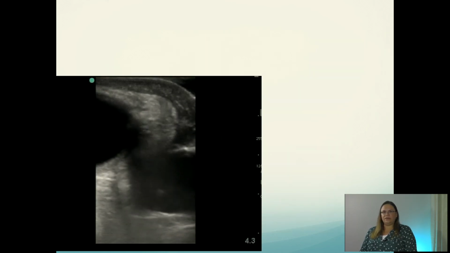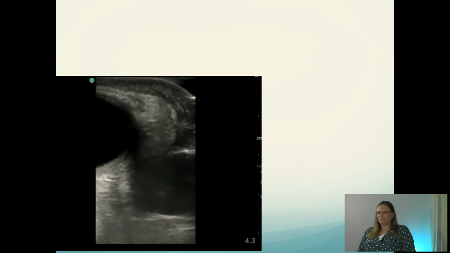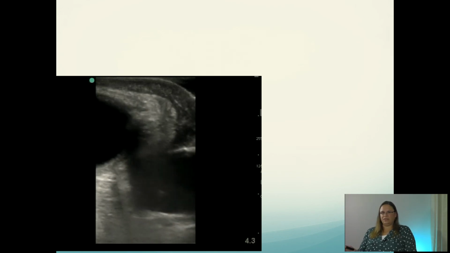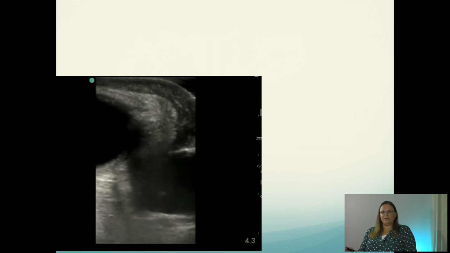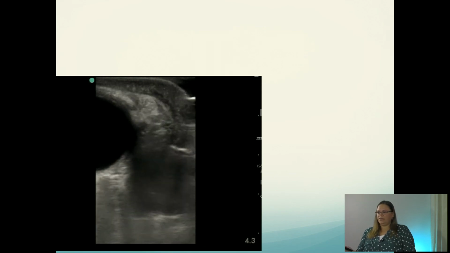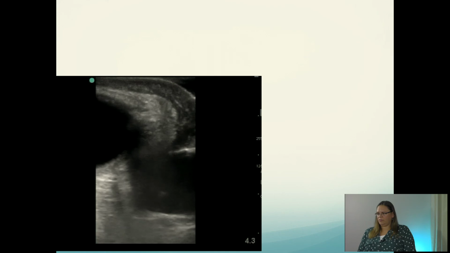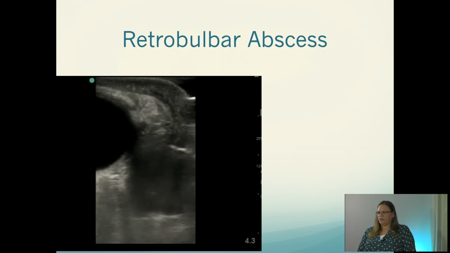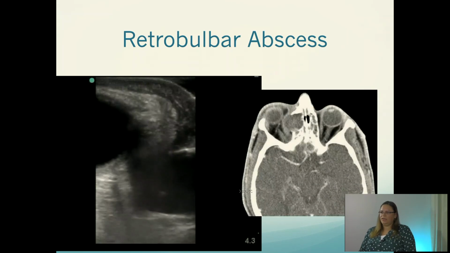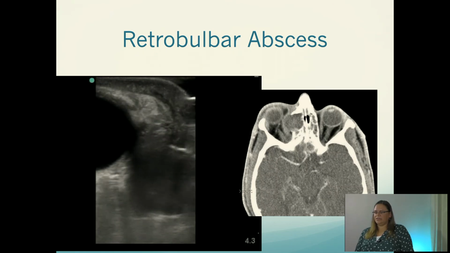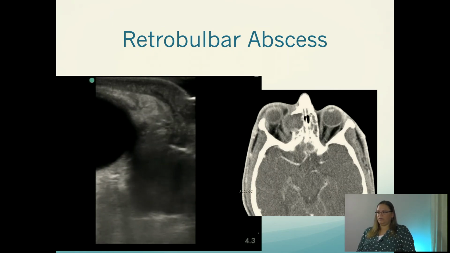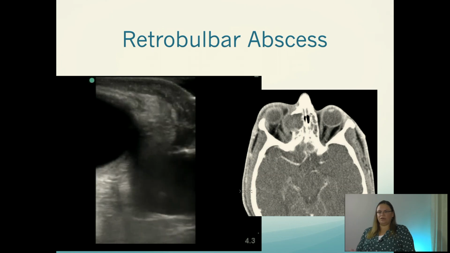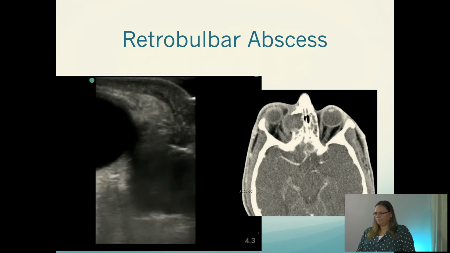Right, here's another example of something that you might see from time to time. So again, our orbit here is on the left-hand side of the screen being cut off a little bit, and we're seeing this hypoechoic structure that's just to the right of the orbit. And this is a retrobulbar abscess, and this is the corresponding CAT scan to the patient. So you can see there in that patient's right eye that you're seeing this large abscess that's causing pressure on the orbit as well.